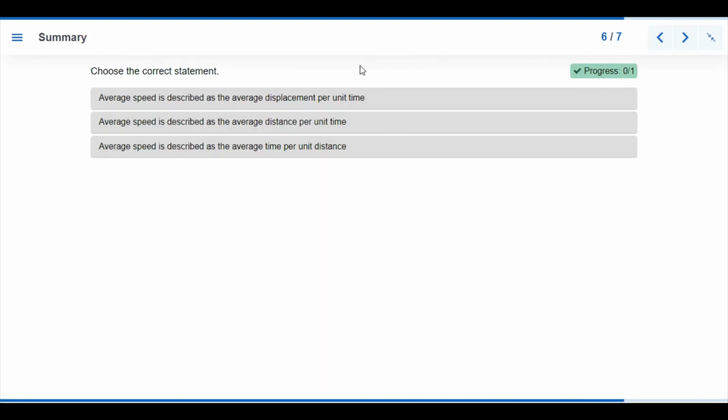For the second one, average speed is described as the average distance per unit time. As we've learned earlier under this topic, distance goes with speed. So average speed is described as average distance per unit time. The statement is correct. Looking at the third one, average speed is described as the average time per unit distance. This is wrong. So we have average speed is described as the average distance per unit time.